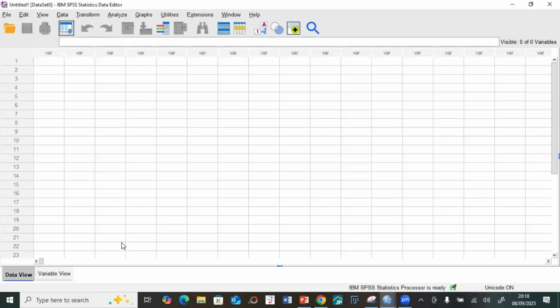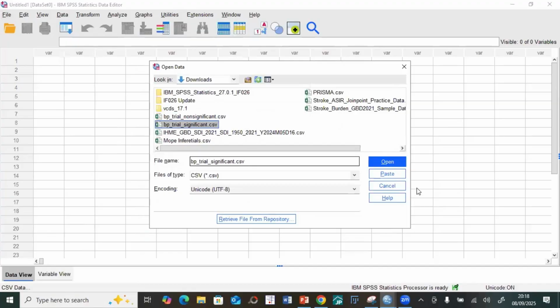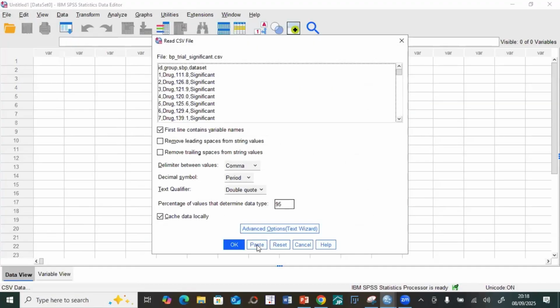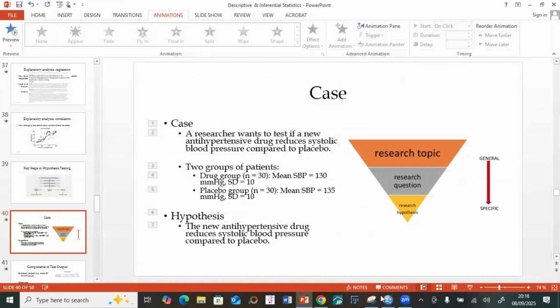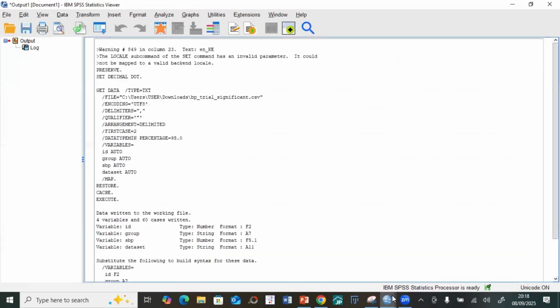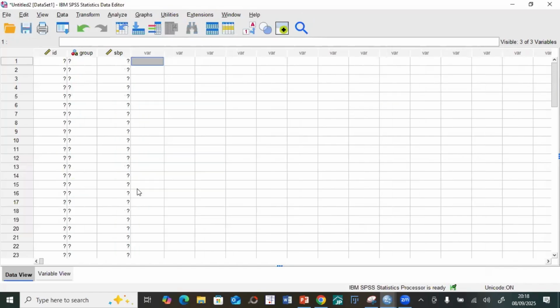So remember, we agreed this is the view that you'll get, data view and variable view. I already have my data, so I'm going to just import the data. It's in the form of CSV. So I'm going to just load it. Just click OK. Perfect. So this is the data.